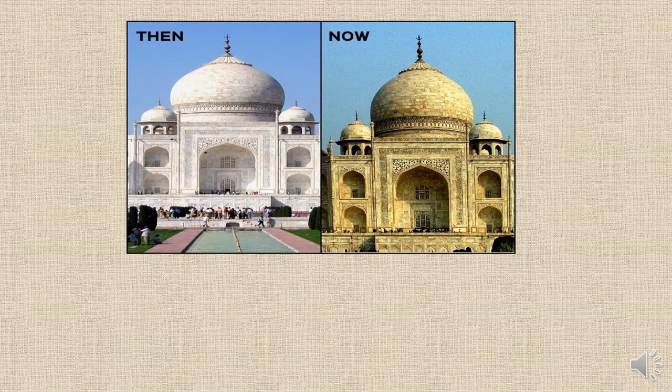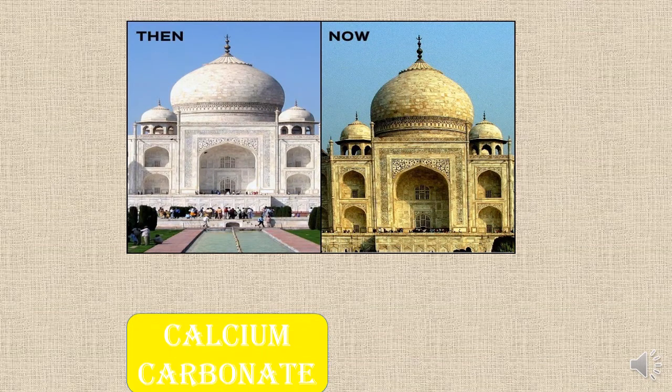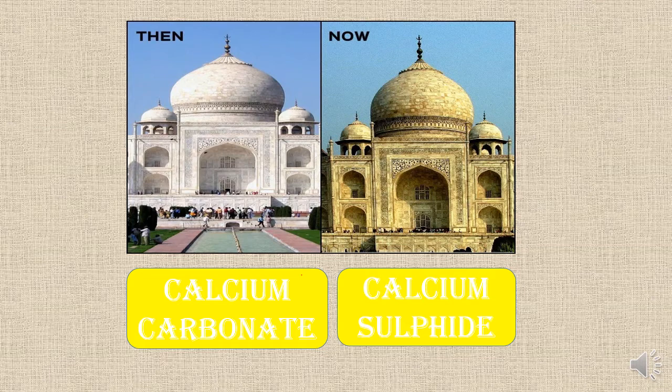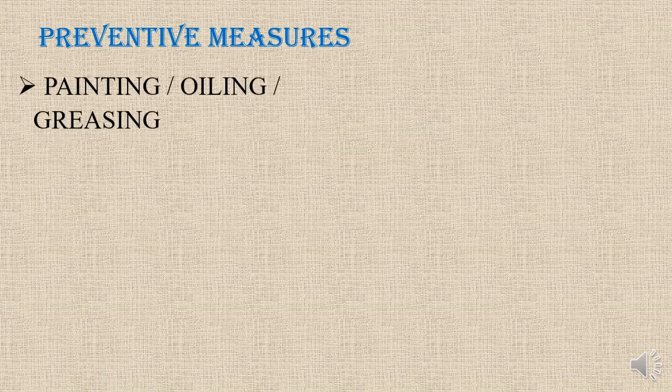Corrosion has caused huge damage to our historical monuments including the Taj Mahal. As we all know, it is made up of marble, that is calcium carbonate. Due to corrosion, it is transformed into calcium sulfide, which is black in color. So, effort must be made to prevent this corrosion, isn't it? Here are some preventive measures.